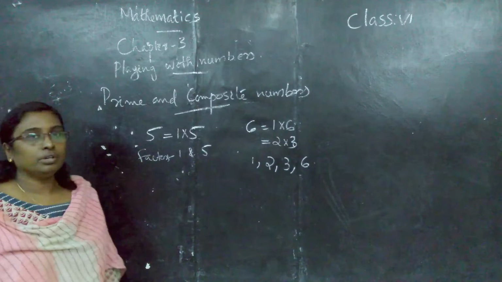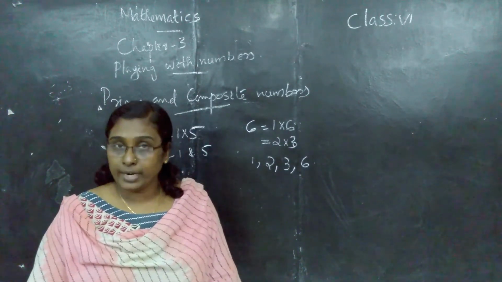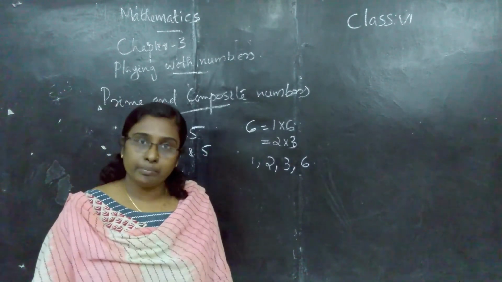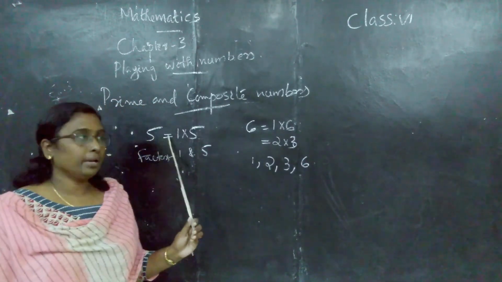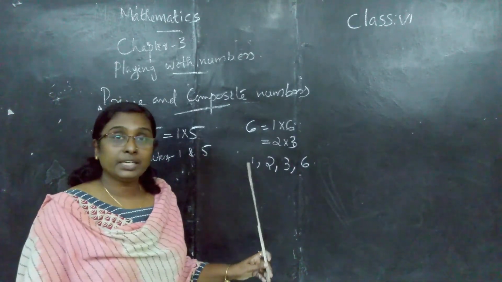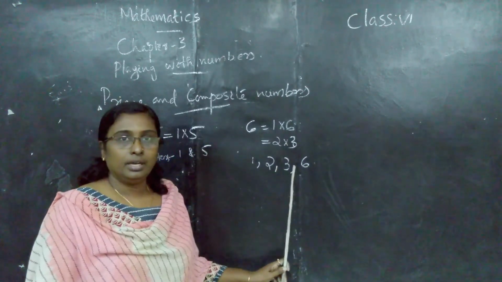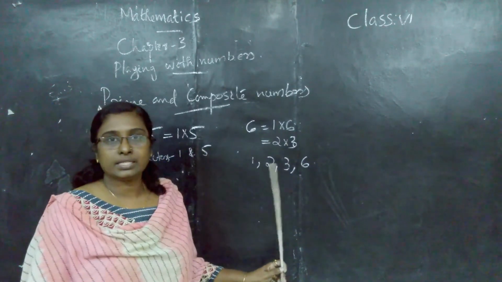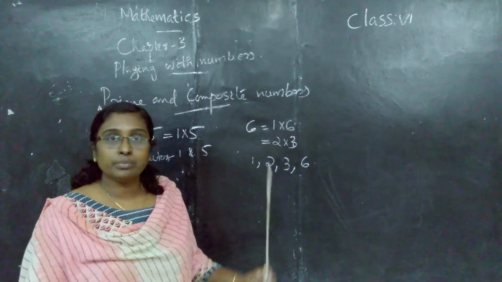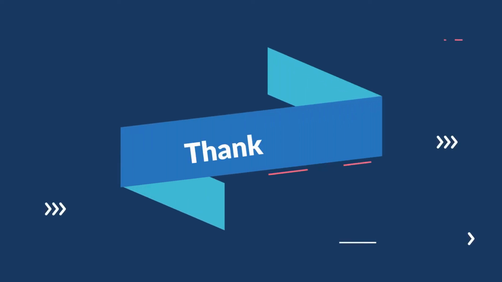Okay. One more. What is a prime number? A number greater than 1 whose factors are 1 and the number itself is called a prime number. A number is said to be composite if it has at least one factor other than 1 and the number. Such numbers are called composite numbers. Thus I conclude today's class here.